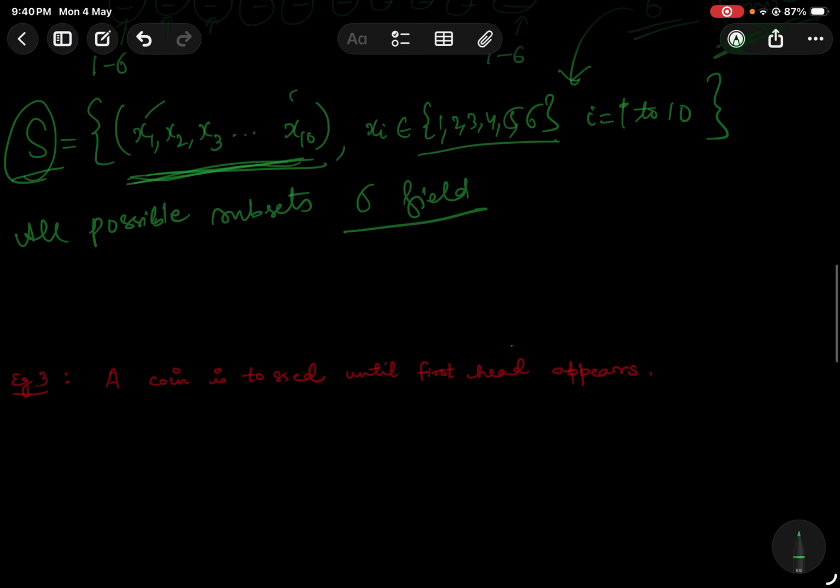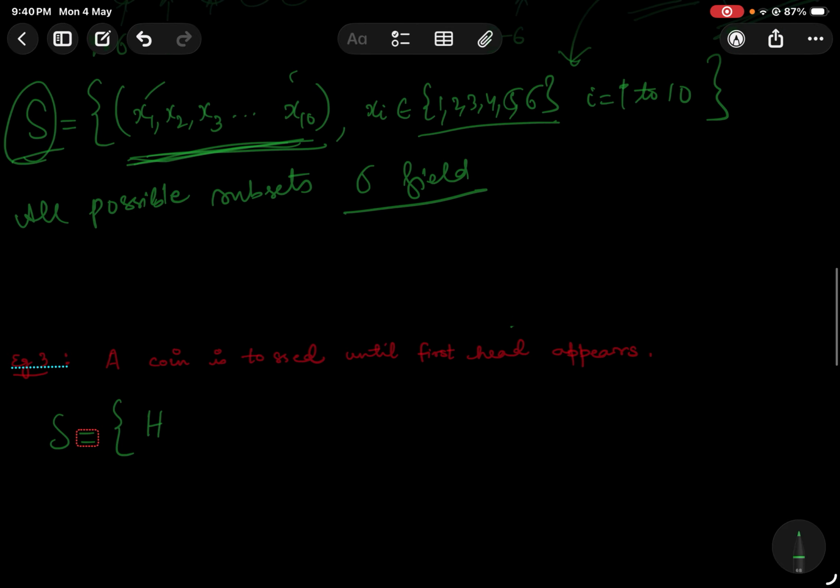Okay, now coming to a different type of experiment. A coin is tossed until a first head appears. So let's talk about the sample space here. Now, it's possible that you get head in the first try. So that is one possibility. You can't deny it. It's not the case that you will never get it. It's rare, and it's based on luck, but you can get it.